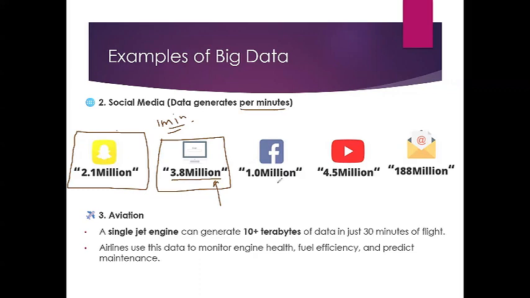Then Facebook generates around 1 to 2 million data per minute. Then YouTube, 4.5 million data per minute. Then if you get all the emails you are sending, maybe Gmail plus Yahoo plus all the email transactions, usually we do around 188 million per minute. This is the size we are talking about, right?